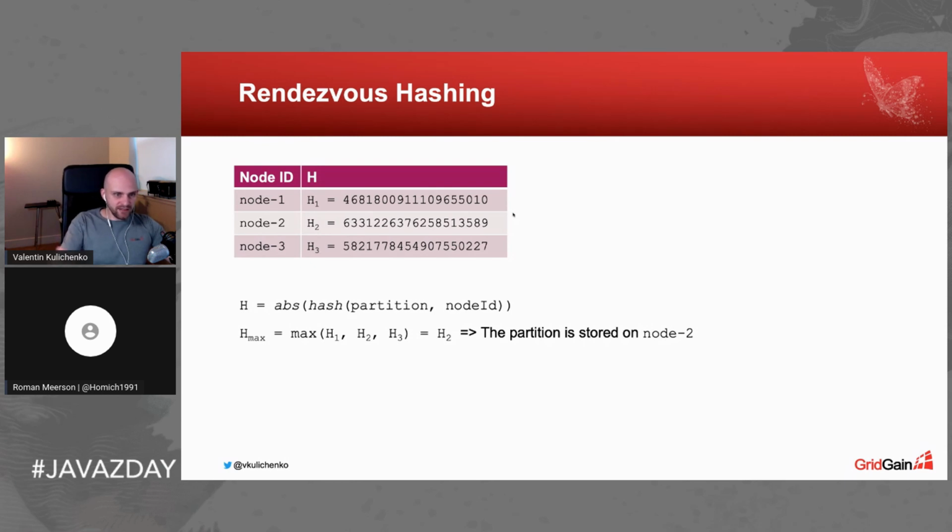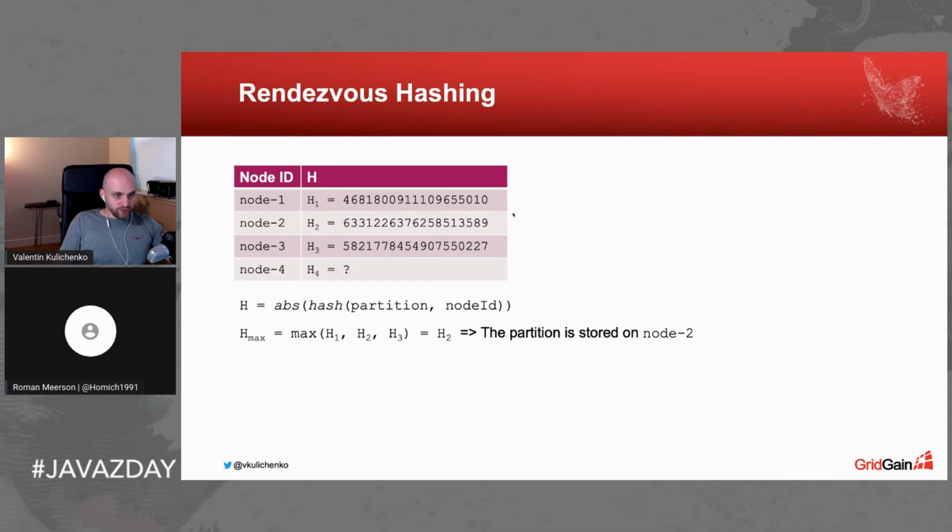So if we get the values like shown here, H2 is the maximum value, therefore the partition will be stored in node number 2. And you can do this for any partition at any moment in time. It will give you correct, consistent results, just as our previous mapping function. So what's different is the way it behaves when we add one more node. Let's see what happens in that case.